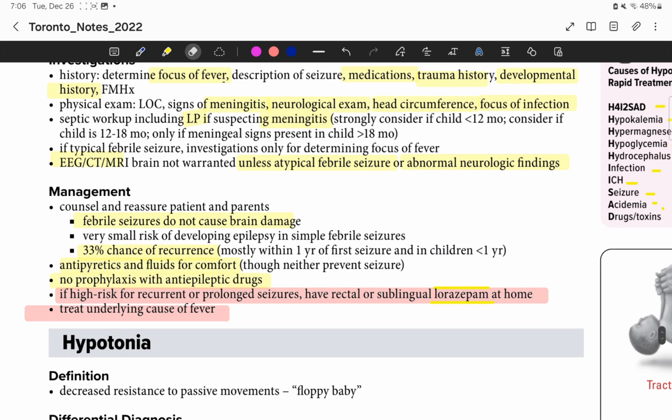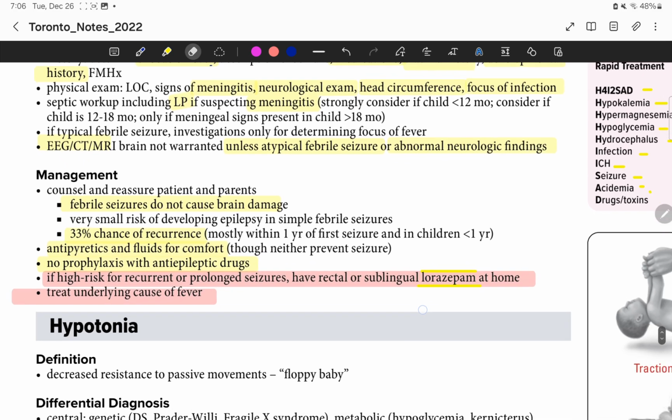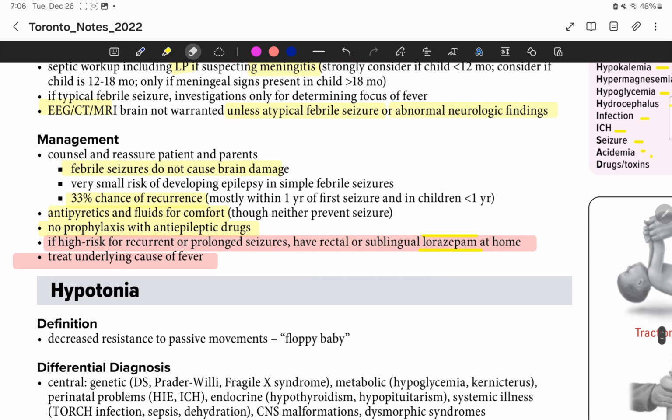And when we come to the management, we will find out that first of all we have to decrease the fever. That's why we are prescribing antipyretics and some fluids for comfort. As I said, febrile seizure is not causing any damage to the brain, and there is no prophylaxis with anti-epileptic drugs.